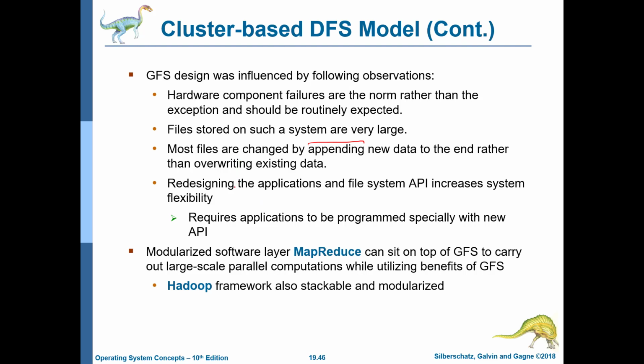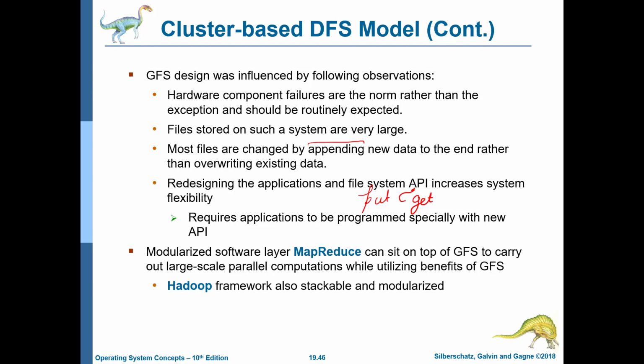Then we redesign applications and the file system API, which increases the system flexibility. This basically means that we want to create a really flexible system, and for that, the entire API of the file system was redesigned so that applications can use it. The two most common calls are essentially put and get. Put means that you put some data into the file system, get means you retrieve it. The file system was made far simpler because this is how it is going to scale. This is how it is going to become robust.